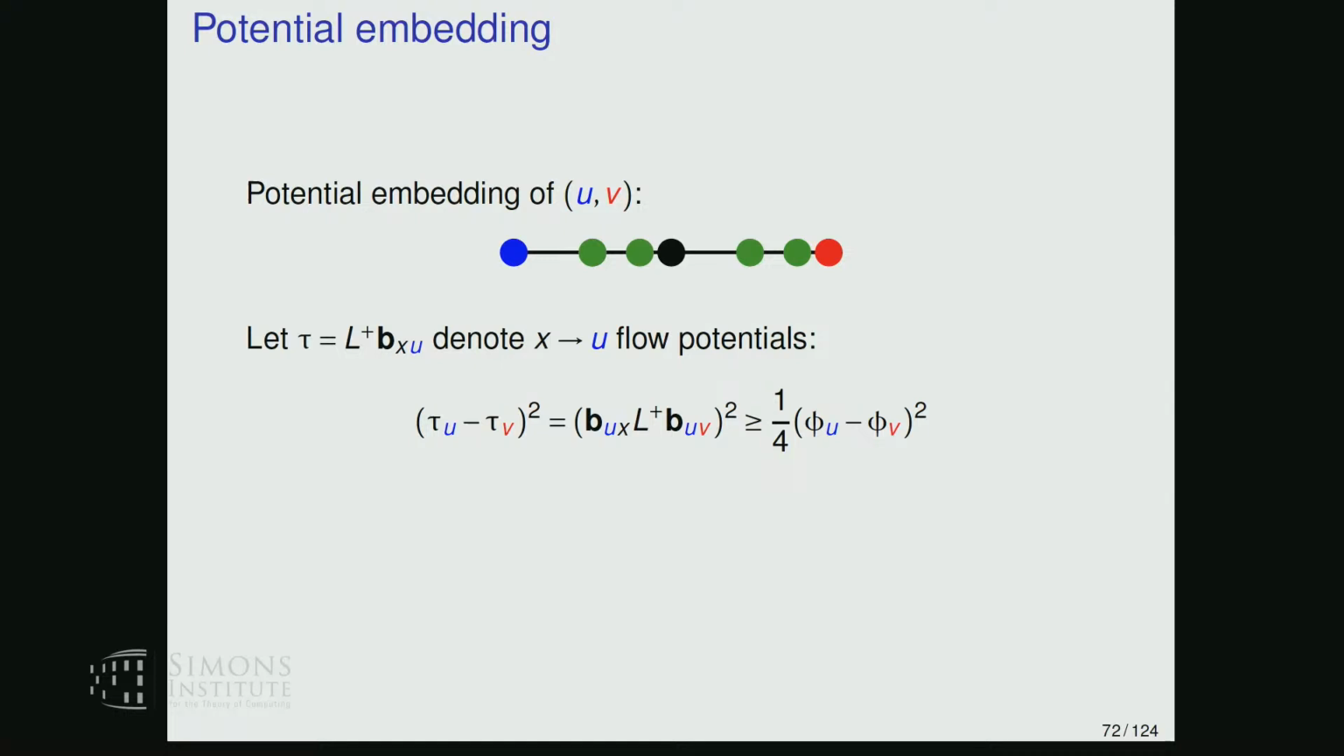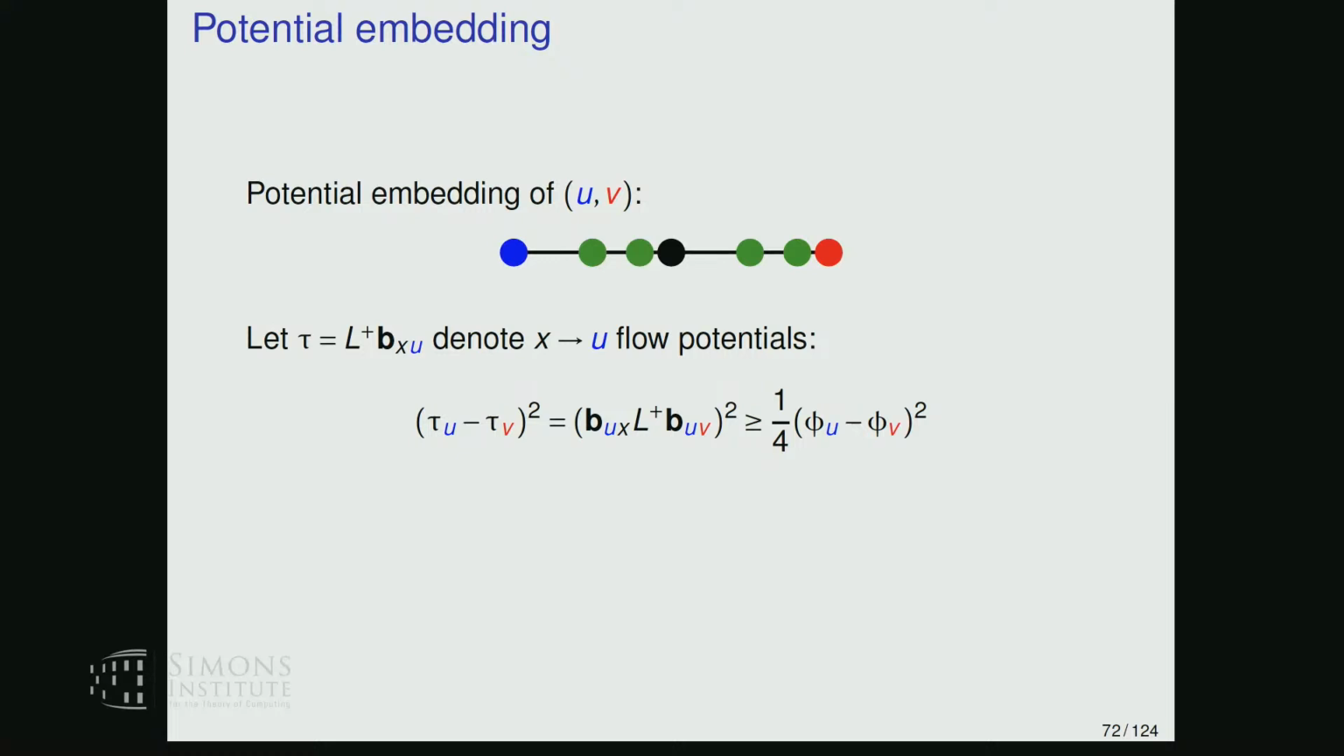So consider the experiment of sending flow from X, this middle vertex, really think that it's in the middle, to U. Let tau be the corresponding potential. What's the potential difference across U and V in this XU experiment? Well, by the reciprocity theorem, it's the same as the potential difference from U to X in the UV experiment.